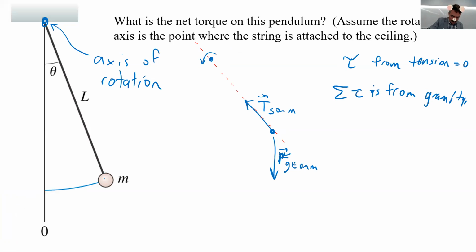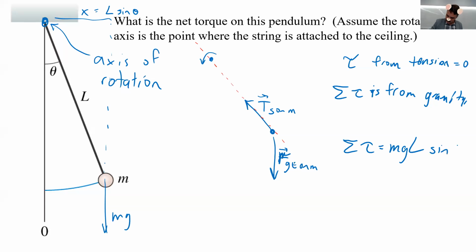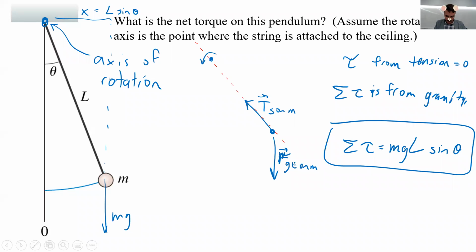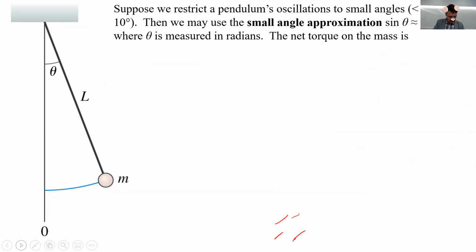And you can actually work out, if this is mg, the lever arm right here, x, is equal to L times sine of theta, roughly. So the torque here is equal to mg times L times sine theta. Wait, sorry, that's clockwise. Sorry, clockwise is negative, since it is clockwise.